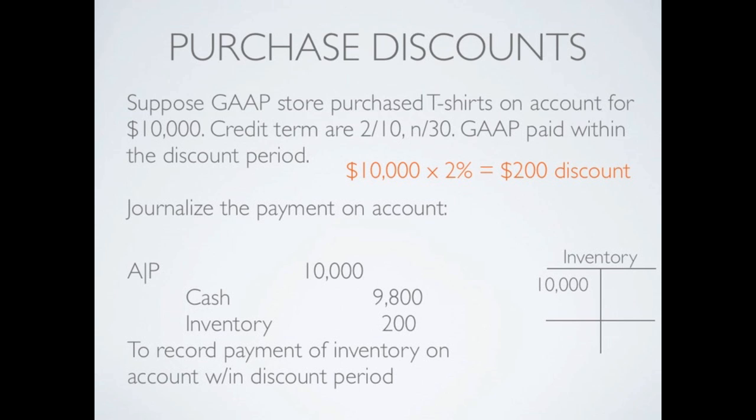And again, your description could be much shorter. It could be different depending on the person writing it. Now we need to post our entry. In this case, I'm only going to post inventory as that's the only T account I have. So I'm going to post the $200 to the inventory account to show that I have $9,800 worth of inventory because that is what I paid for that inventory.